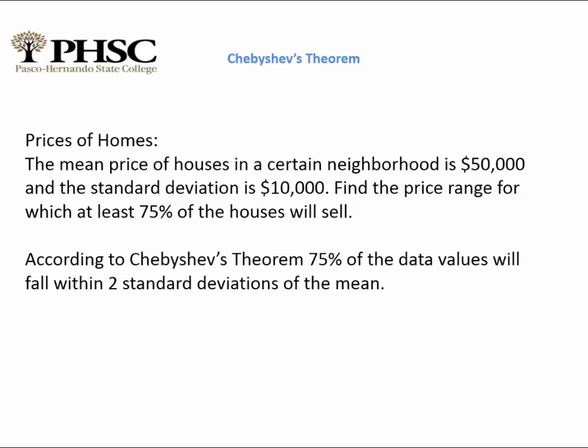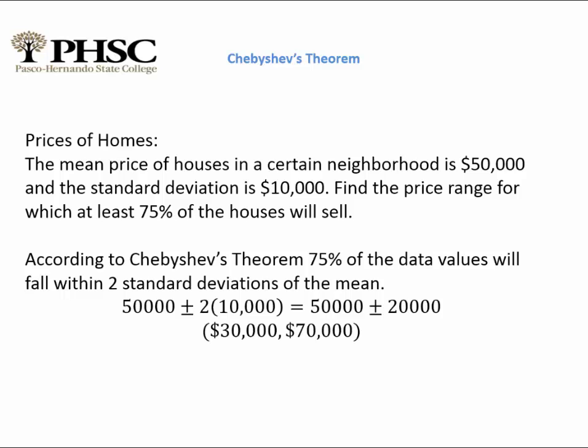So according to Chebyshev's theorem, 75% of data values will fall within 2 standard deviations of the mean. So we're able to use this information. So mu plus or minus 2 times sigma. So mu is 50,000, sigma is 10,000. So 50,000 plus or minus 2 times 10,000 gives us 50,000 plus or minus 20,000. So the range will be between $30,000 and $70,000. So that means that 75% of the houses will sell anywhere between $30,000 and $70,000.